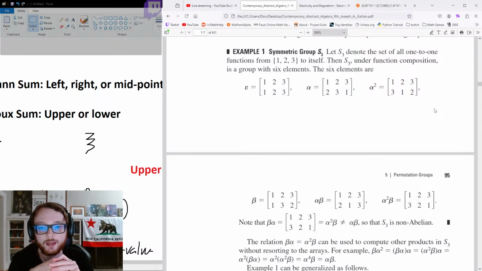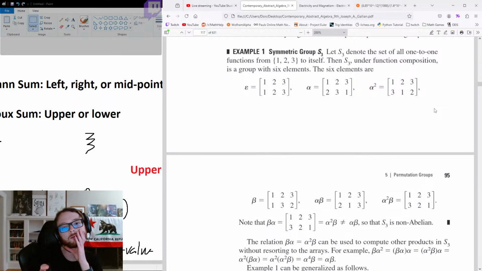All right, so S3 is the set of all one-to-one functions from 1, 2, 3 to itself. S3 under function composition is a group with 6 elements. Is that 3 factorial? How many? Oh, of course, because how many permutations of 3 things are there? 3 factorial. Okay.